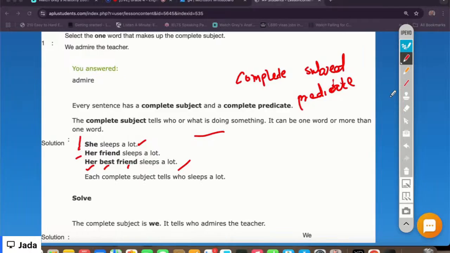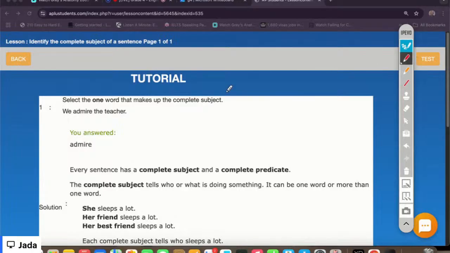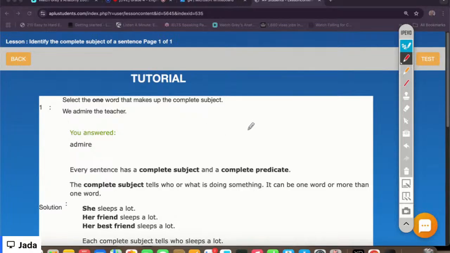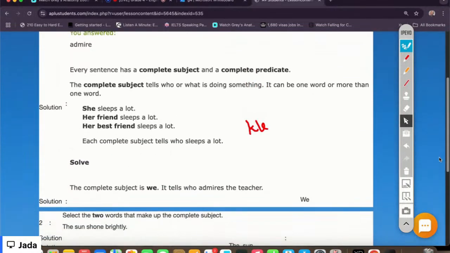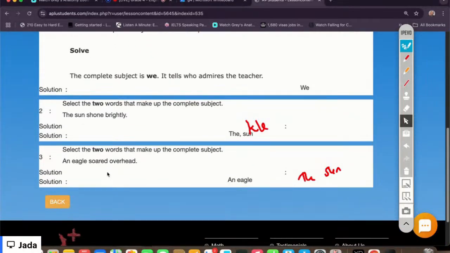All right, so let's look at some examples. Select the one word that makes up the complete subject. We admire the teacher. So obviously we would have we, because it's telling us who is admiring the teacher. The sun shone brightly. Now, two words that make up the complete subject would be the sun. An eagle soared overhead. Two words that make up the complete subject: an eagle.